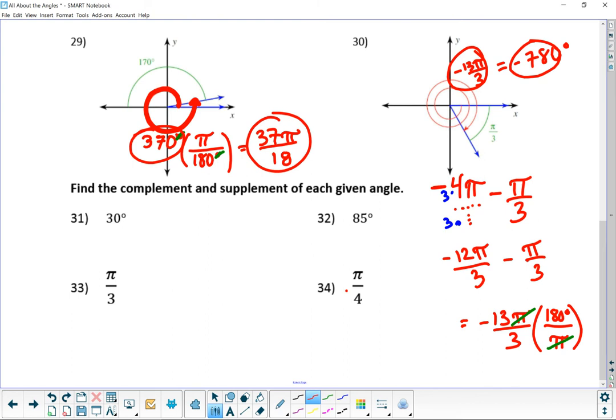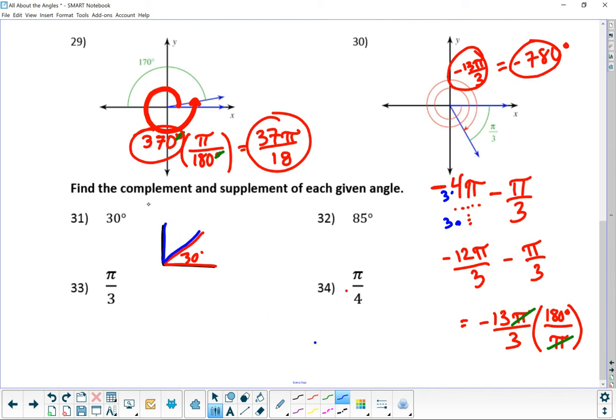Okay. And 31 to 34 is find the complement and supplement. Right? So 30 degrees. So just a brief explanation. If I'm looking for complement, it's out of 90 degrees. So if I have 30 degrees, how much more till I get to 90 degrees, right?